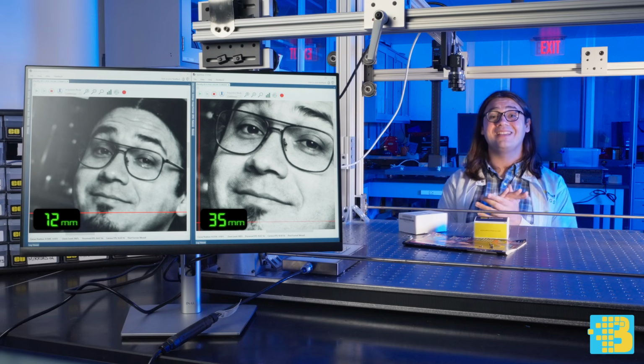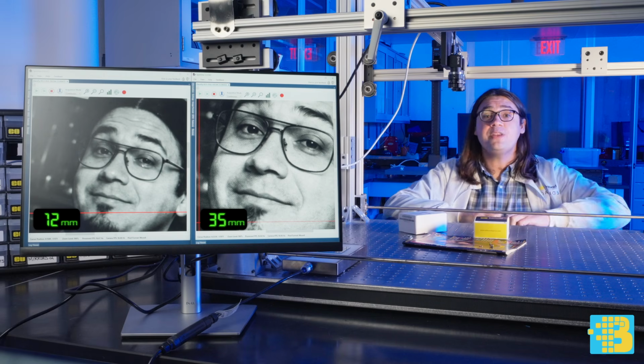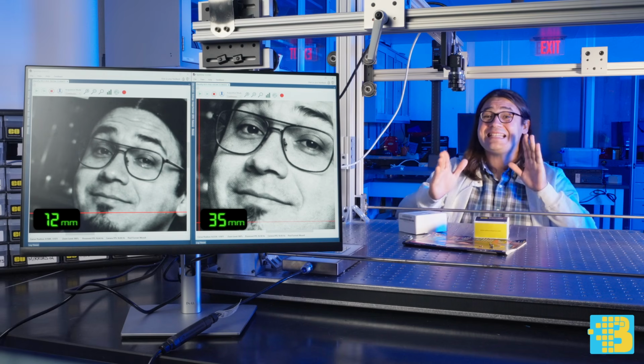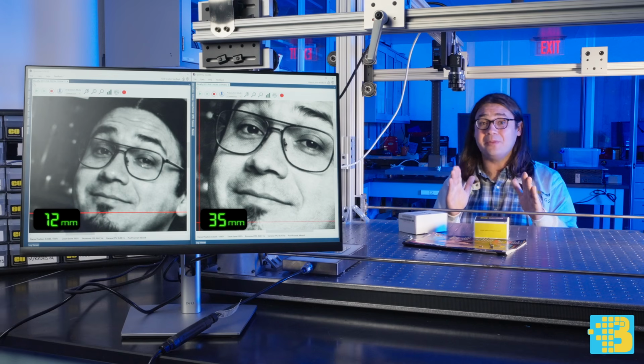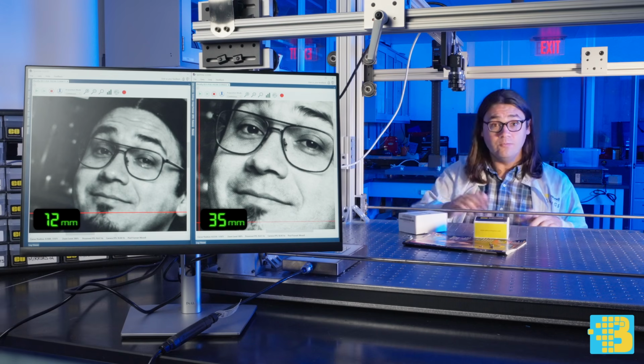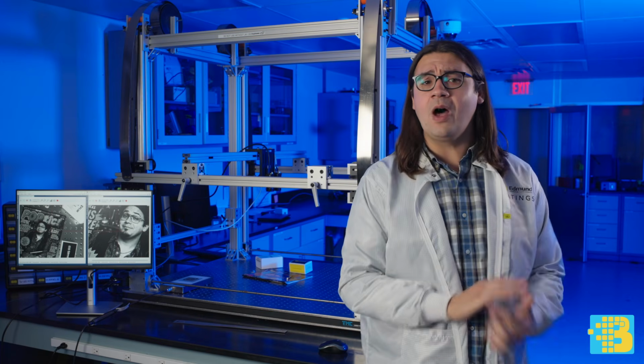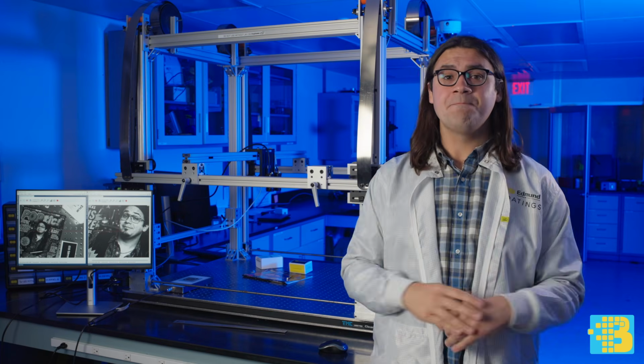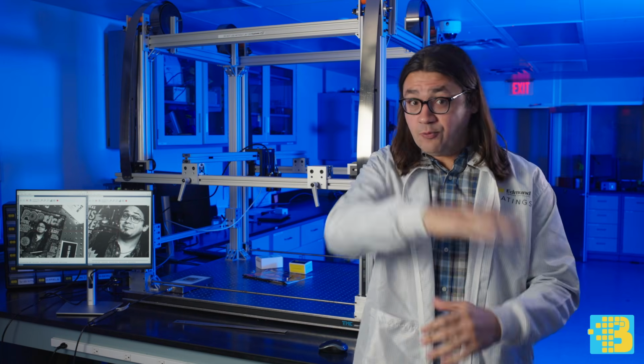Now you're probably asking, Chris, if we back our 35 millimeter lens up so that it has the same magnification as our 12 millimeter lens, our images should be identical, right? And I'd say, wrong. While I could quantify these differences in resolution, that's for another episode on resolution.